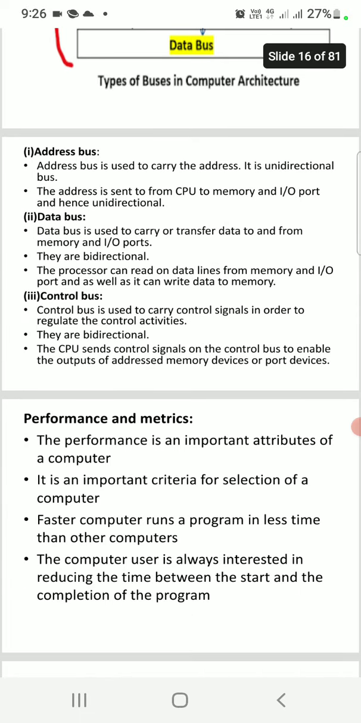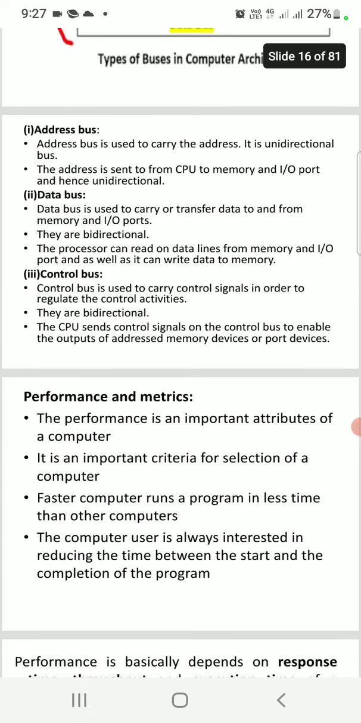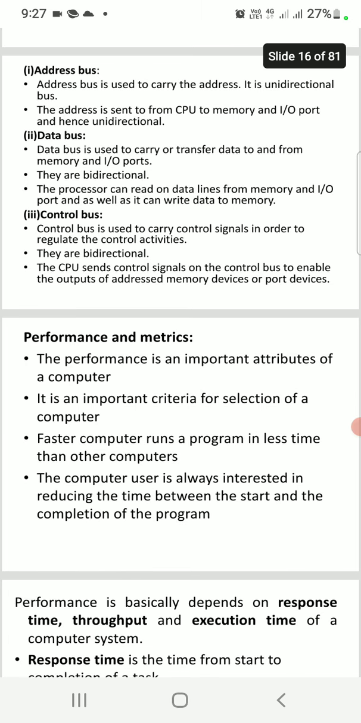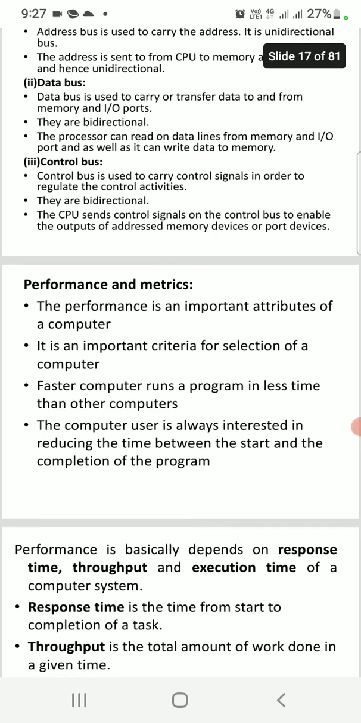Next we go to performance and metrics. How are we going to check the performance of the system, how we run the system, and how we calculate the execution time of the system? There are 3 major criteria for finding out the performance: response time, throughput, and execution time.